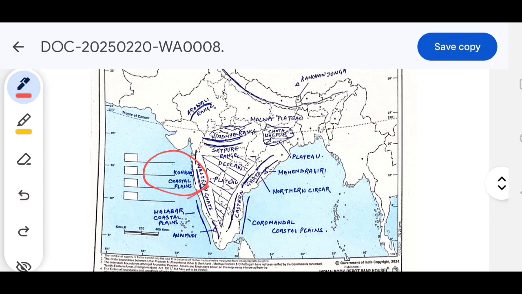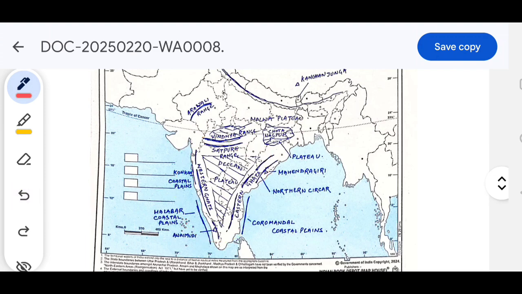Now what is left is the plateau. There are certain plateaus which we need to remember. One is the biggest one, which you can see here in the peninsular area, which is the Deccan Plateau. Then we have the Chota Nagpur Plateau. Then the Malwa Plateau. These three plateaus you need to remember. These are parts of the peninsular plateau. So this covers all the places of the second chapter.